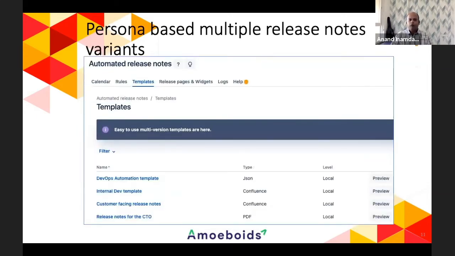Then, one of the points called out earlier was not creating a single release note document for all of your audiences. No, that's a bad idea, right? So create multiple variants of the release notes document based on who is supposed to read that document. For example, you can create different release notes content for the internal development team, for customer facing teams, and similarly for executive teams. Whoever the stakeholder is, whoever is supposed to get that information, you can create different release notes templates using Automated Release Notes app for Jira.